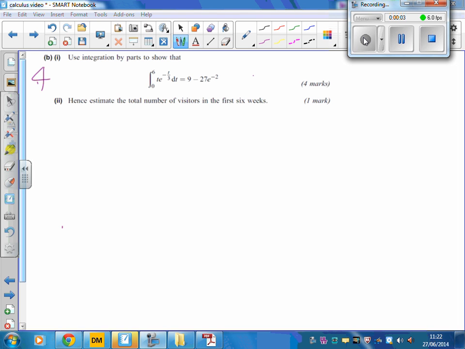Calculus 2012, question number 4, part B. This is asking us to use integration by parts, and the formula you will have learnt in class, to remind you, is uv minus the integration of the new bits.